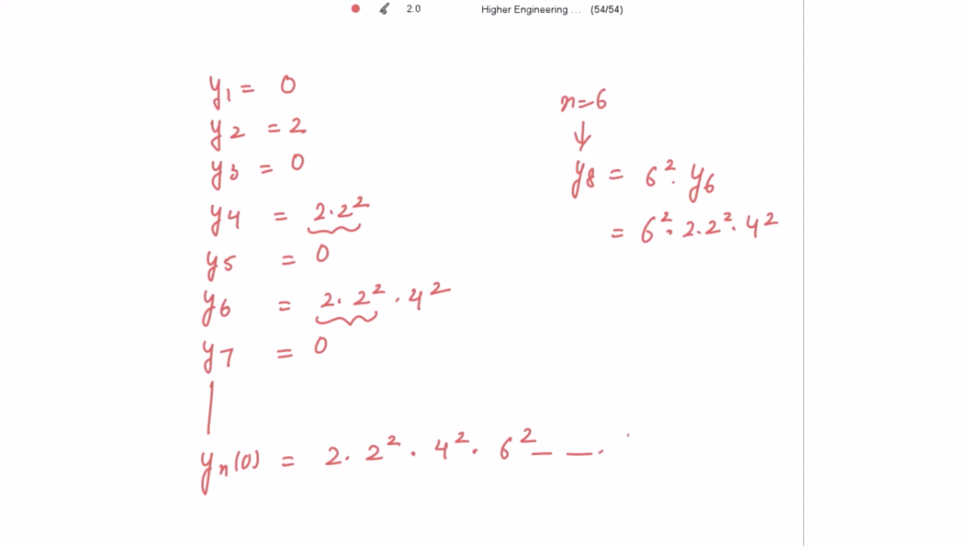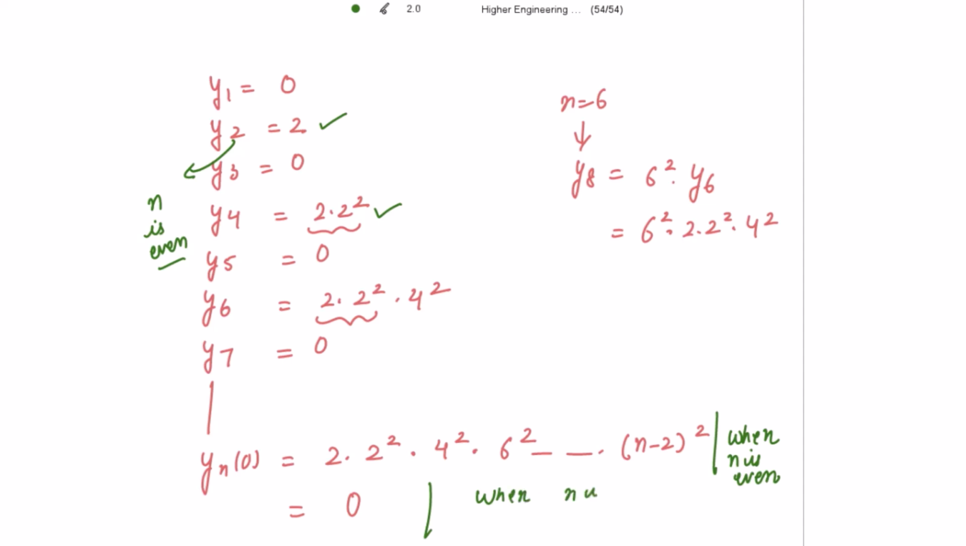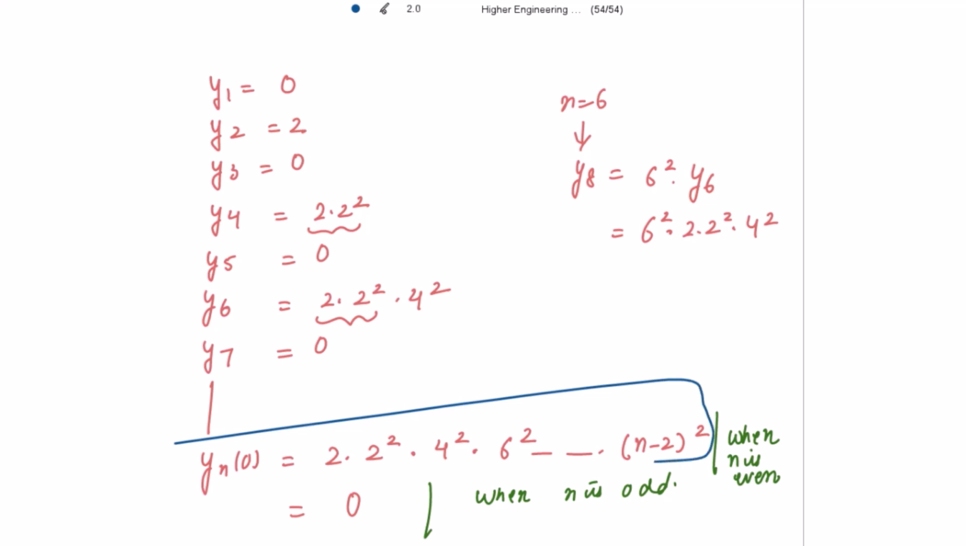And then so on. What will be the nth term? Can I write this as n minus 2 whole square? Yes. See, for n equal to 2, we are getting 2. For n equal to 4, we are getting this number. We are getting the terms when n is even. Otherwise, we are getting the result to be 0 when n is odd. So this is the required nth derivative of y with respect to x at x equal to 0.